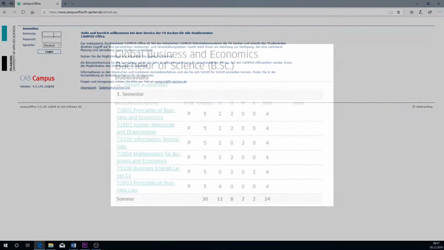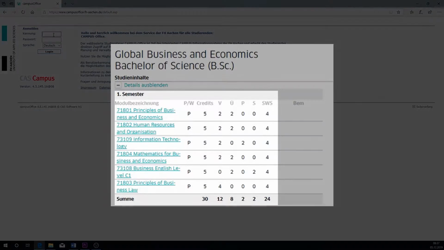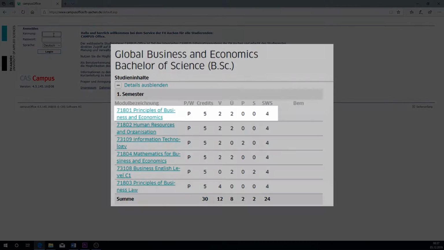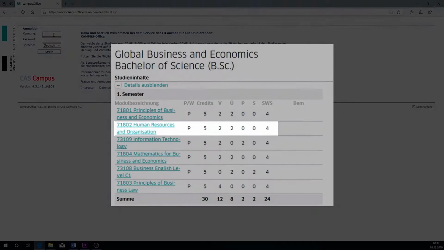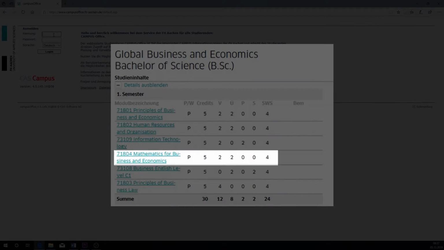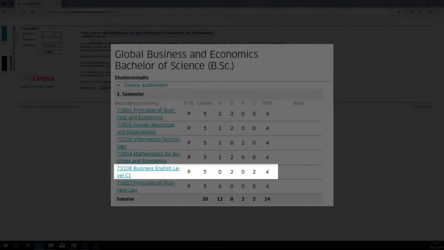In order to find out which modules are prescribed for the first semester, you should take a look at the examination regulations. You'll find these on our website under your study program. As you can see, there are 6 modules to be taken each semester. In the degree program Global Business and Economics, you have the following modules: Principles of Business and Economics, Human Resources and Organization, Information Technology, Mathematics for Business and Economics, Principles of Business Law, and Business English.